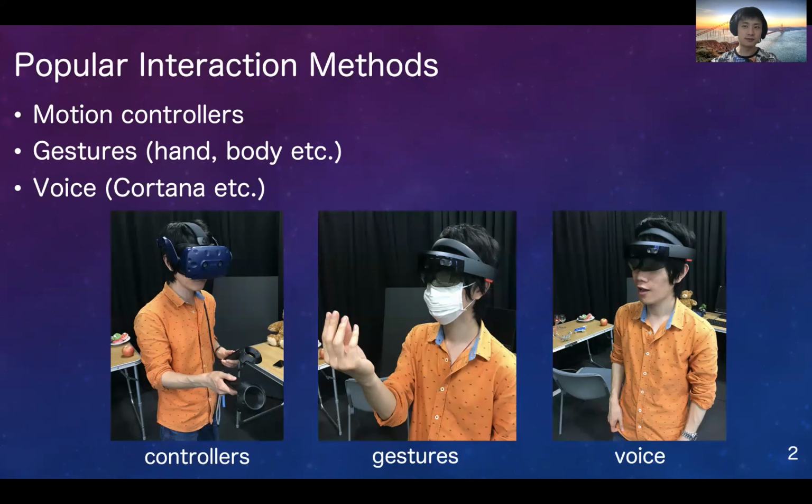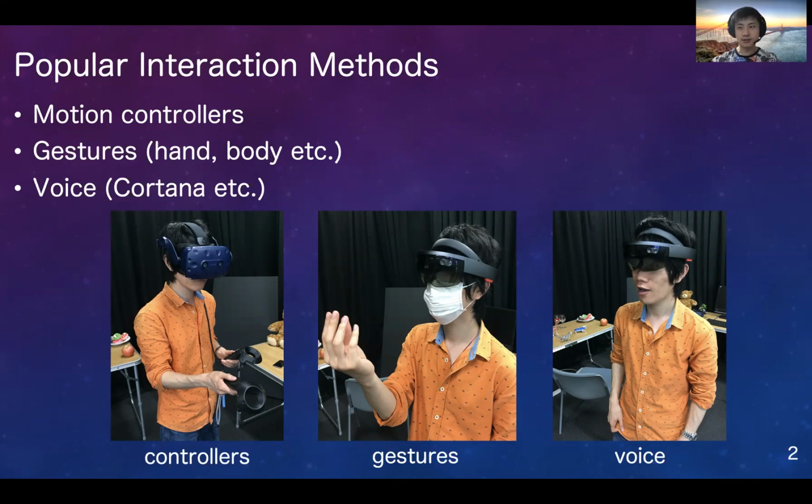There exist several popular interaction methods for HMDs. For example, for most immersive HMDs, such as the HTC Vive or the Oculus Rift, the user can use a pair of motion controllers for interacting with the content. The controller works as an extension of the user's arm or hand, and there are several buttons on the controller for making further interactions.